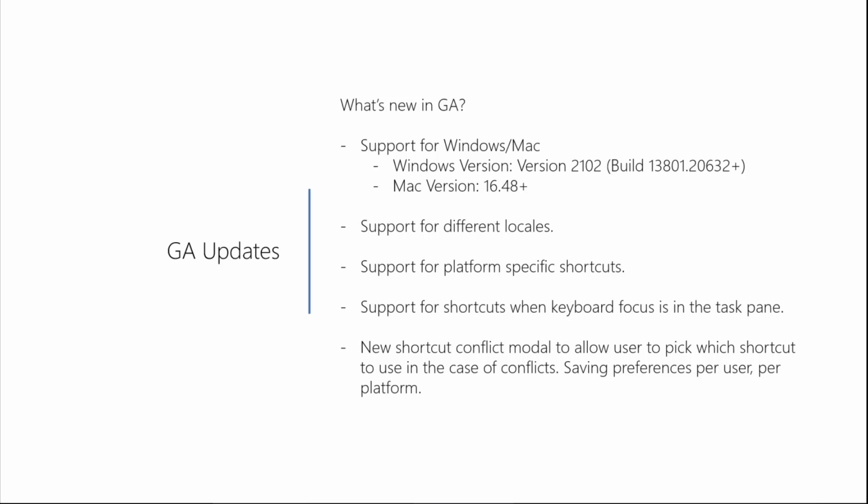But then, for example, if you have a lot of users on Mac as well and you want to have them use Command S, Command F, Command G, you can define those inside of that JSON file directly.